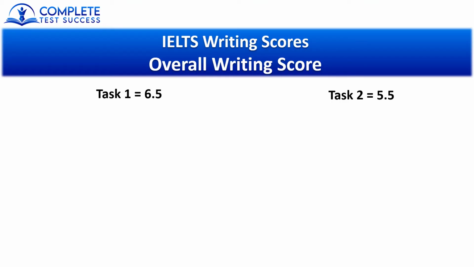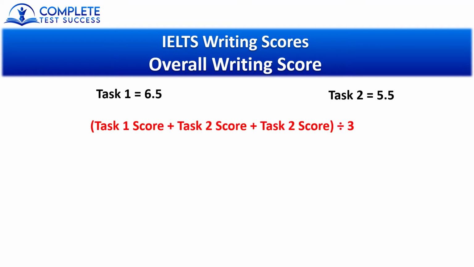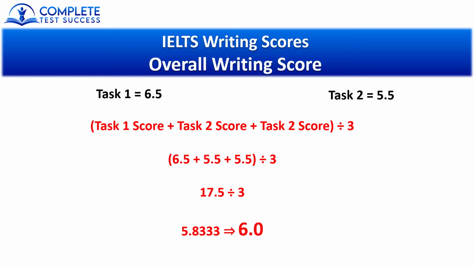Now the thing here is that task 1 is worth half as much as task 2, that's why you spend 20 minutes on task 1 and 40 minutes on task 2. So the easiest way to represent this is to add the task 1 score plus the task 2 score plus the task 2 score again, because the task 2 score is twice as valuable. Then we divide that by 3. So in this instance, it's 6.5 plus 5.5 plus 5.5 divided by 3, and that gives us 17.5 divided by 3, 5.8333. And like I mentioned earlier on, this time the score gets rounded up. So the overall IELTS writing score in this scenario is band 6.